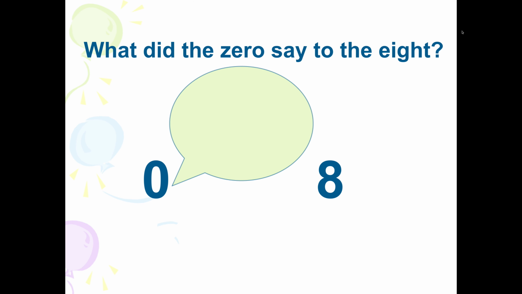But first I have to ask an important question. What did the 0 say to the 8? Nice belt! Because it looks like a 0 that's wearing a belt.